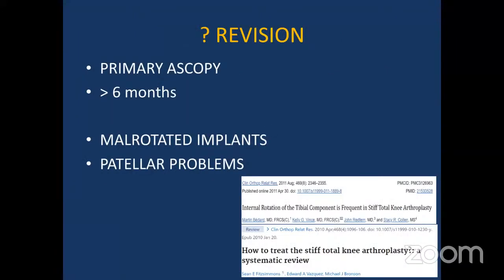But always the question is, do I do a revision for this patient or should I do an arthrolysis now? The literature seems to suggest that for most cases, if you're not on a primary arthroscopy, you would probably be better to do it, especially within the first 6 months. The only time you may consider doing a revision primarily will be mainly in malrotated implants or if there's patellar stuffing or other patellar problems. There's a lot of literature to suggest that.